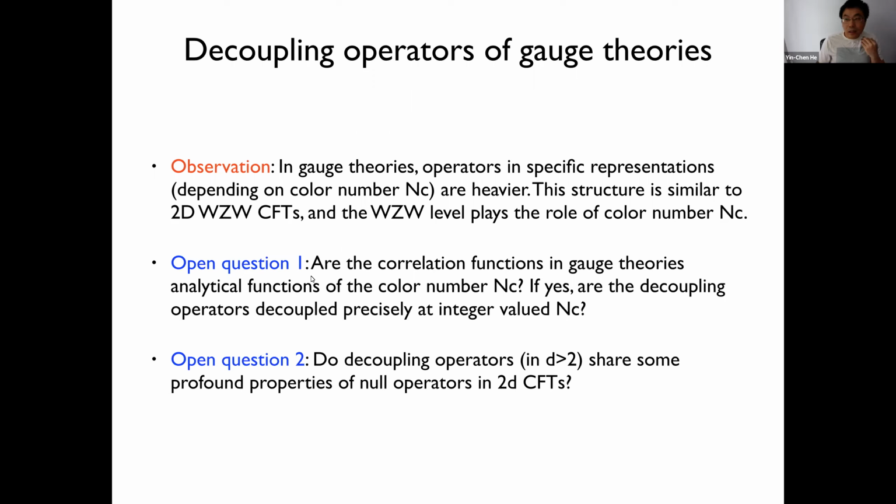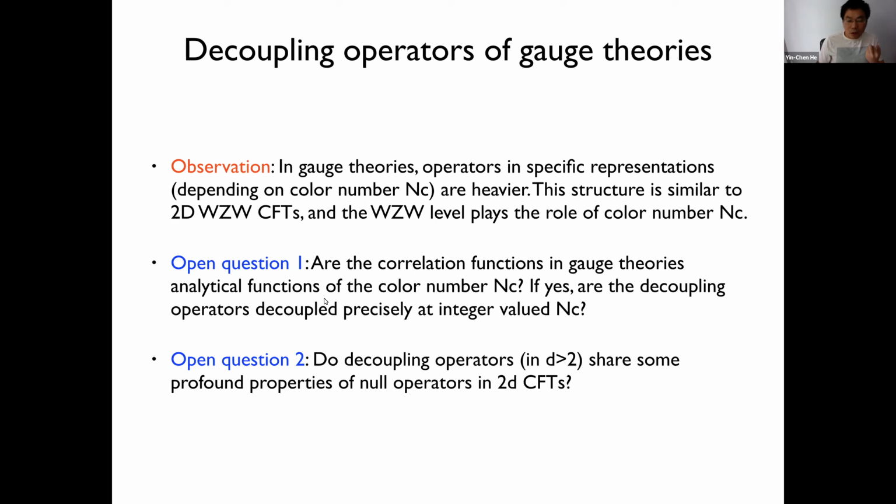So in the example of Wess-Zumino-Witten CFT, we can literally write down correlation functions that are analytical functions of Wess-Zumino-Witten levels. So we can ask whether for gauge theories in higher dimensions, the correlation functions are also analytical functions of color number NC. If this is the case, whether the operators decouple precisely at integer value NC, just like 2D.